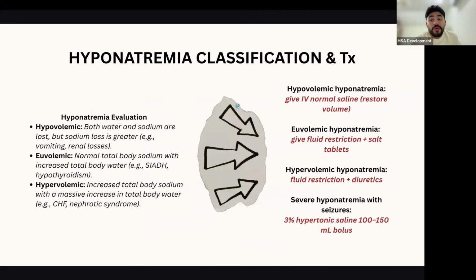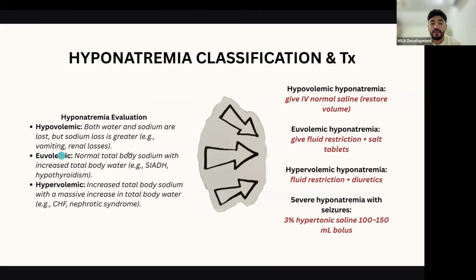Now, when I need to treat hyponatremia, I need to classify it, all right? And I classify based on the volemic state. So is it hypo or hypervolemic? When we say hypovolemic, it actually means that both water and sodium are low. However, sodium takes the upper hand.